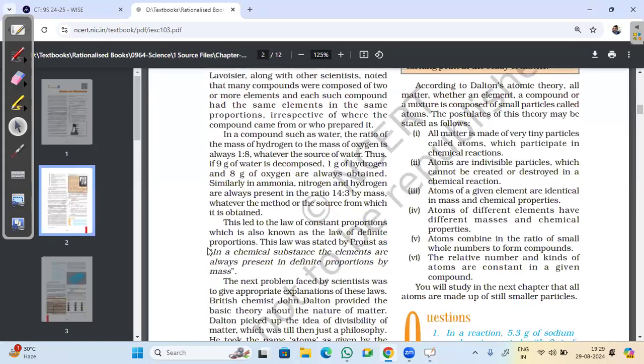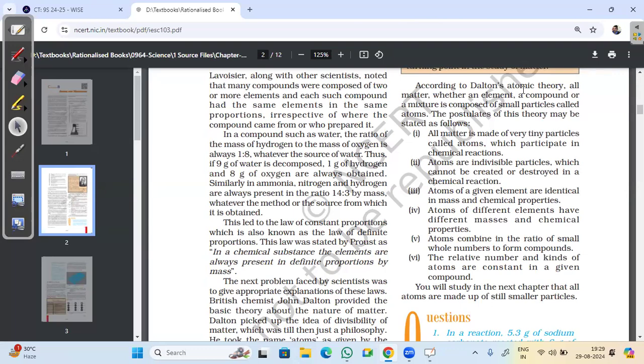these are Dalton's postulates. John Dalton was the first chemist who studied atoms in detail, whereas the Indian philosopher Maharishi Kanat did not study them, but gave his philosophy, his idea about the atom. According to Dalton's atomic theory, all matter, whether an element, a compound or a mixture, is composed of small particles called atoms.